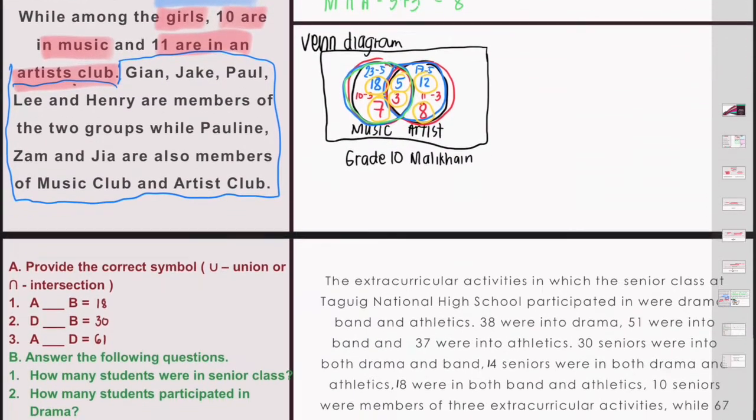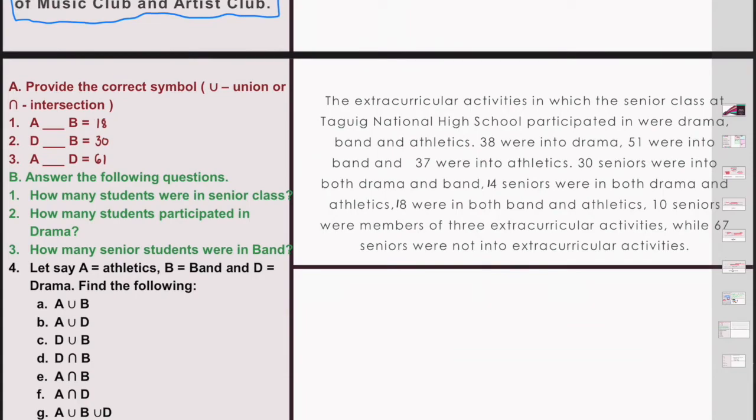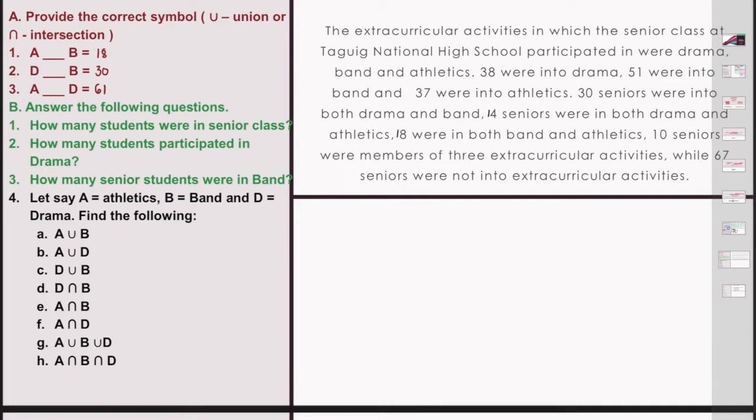Now let's try another example. So we have here different problems to answer, and this is the given problem. The extracurricular activities in which the senior class at Taguig National High School participated in were drama, band, and athletics. 38 were into drama, 51 were into band, and 37 were into athletics. 30 seniors were into both drama and band. 14 seniors were in both drama and athletics, while 18 were in both band and athletics. 10 seniors were members of 3 extracurricular activities, while 67 were not into extracurricular activities.